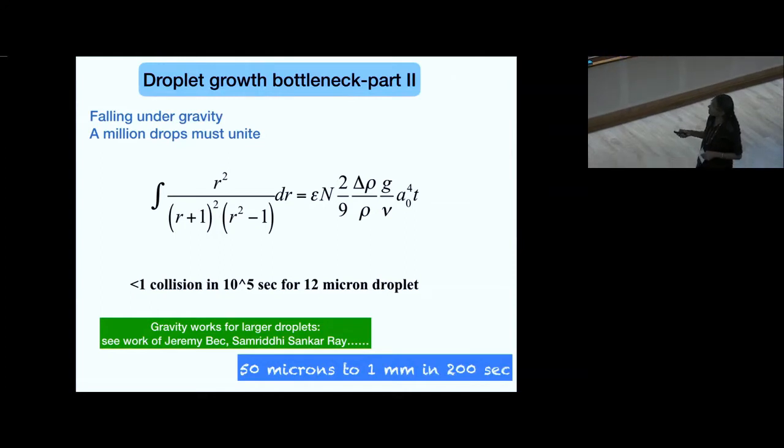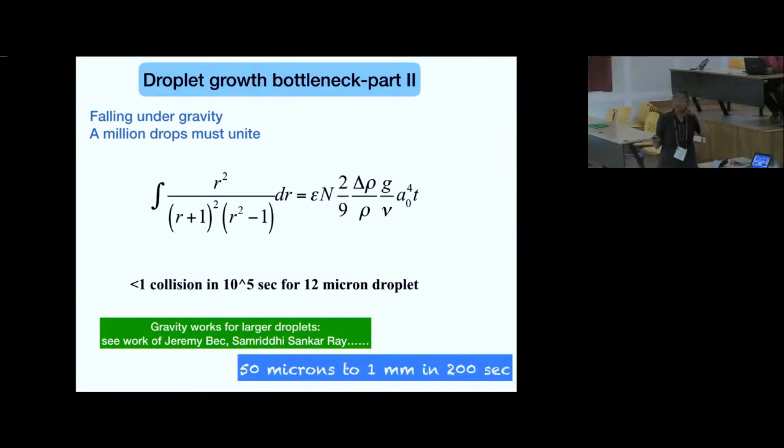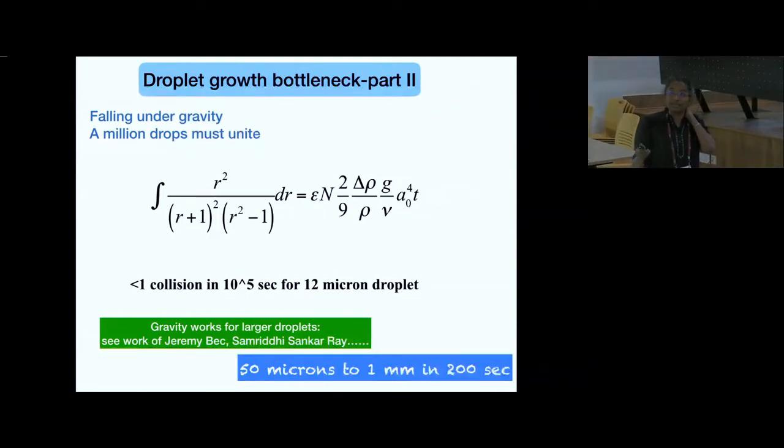You can actually write this equation down on the back of an envelope. And this is the time for a droplet to grow from some radius r to another radius r2. You will see that this time is a very, very long time for small droplets. I won't go into all of this, but I will just say that you can work out on the back of an envelope that there is less than 1 collision in 10 to the power of 5 seconds for a 12 micron droplet. So a 12 micron droplet cannot very easily collide and coalesce with a million of its fellows and become.